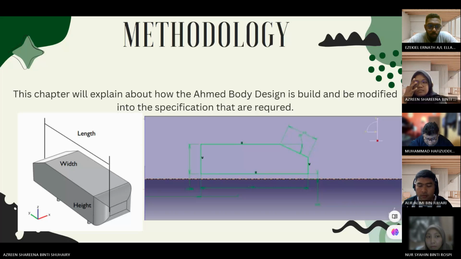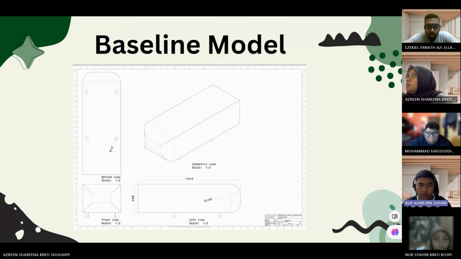So for this chapter, we will explain how the Ahmed body design is built and modified into the specification that is required. For the left side, there is the Ahmed body design baseline, and on the right side is the modified one. Line model for isometric drawing.